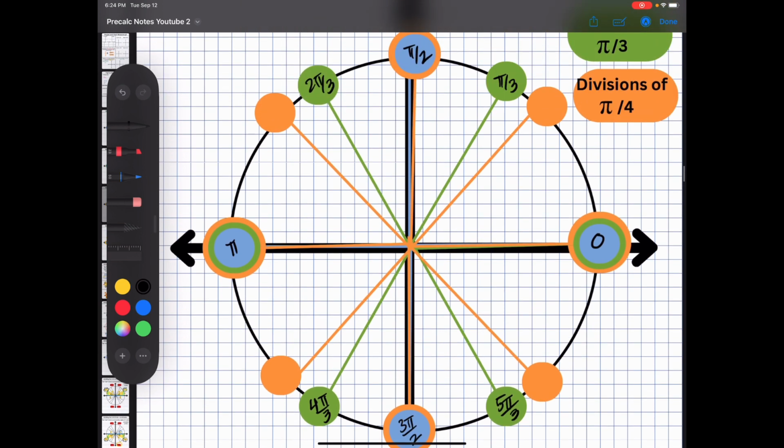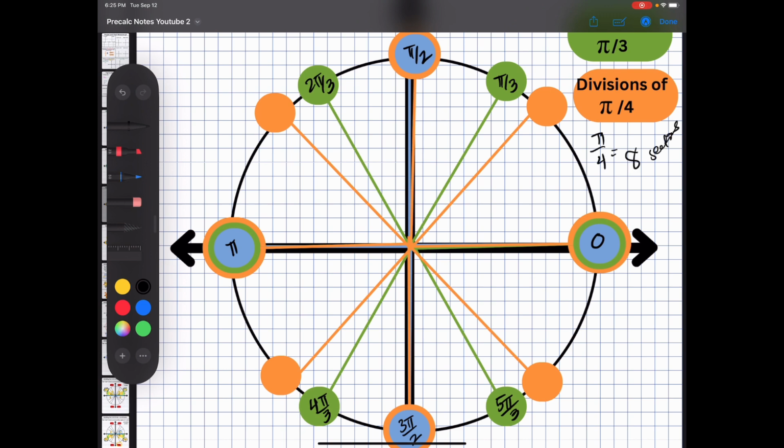Okay. So now that I have all of the angles from my previous diagram, I'm now going to be creating all the divisions of pi over 4. And we know that for pi over 4, I need a total of 8 sections.